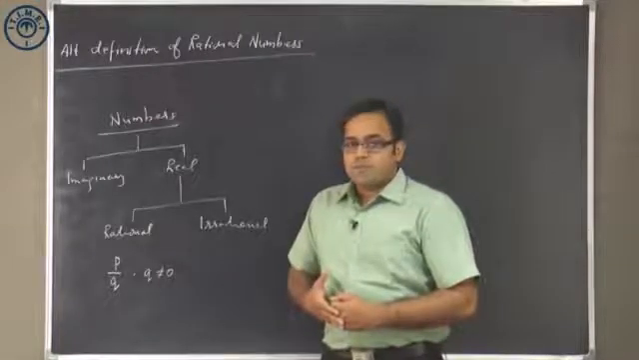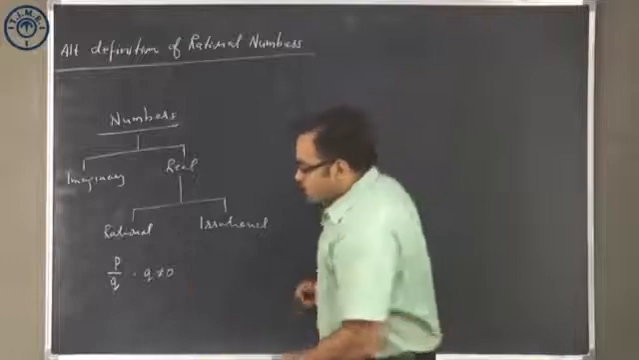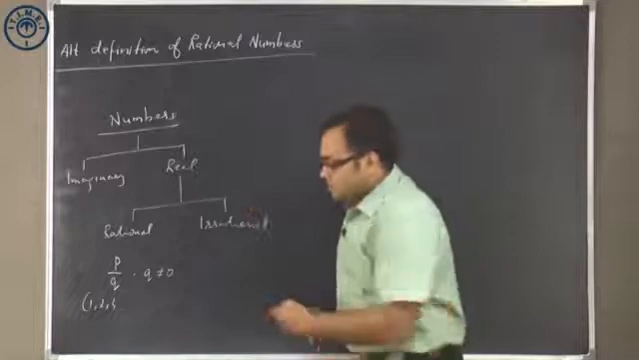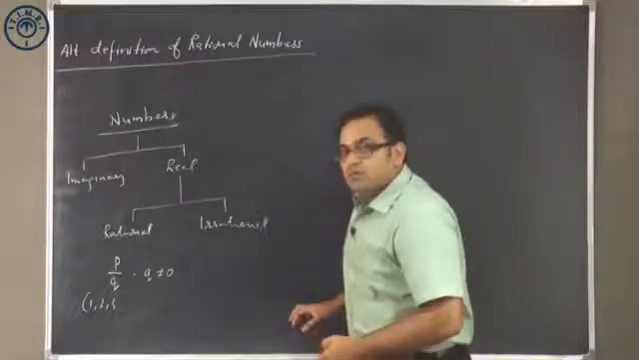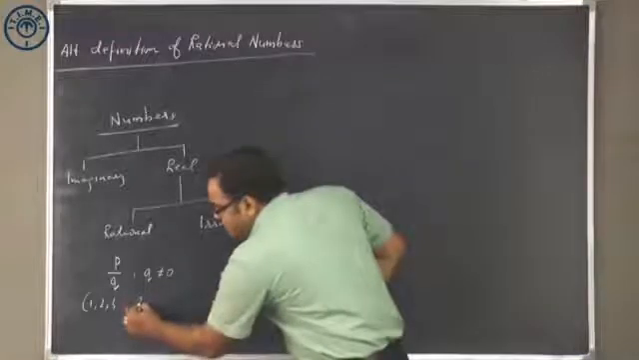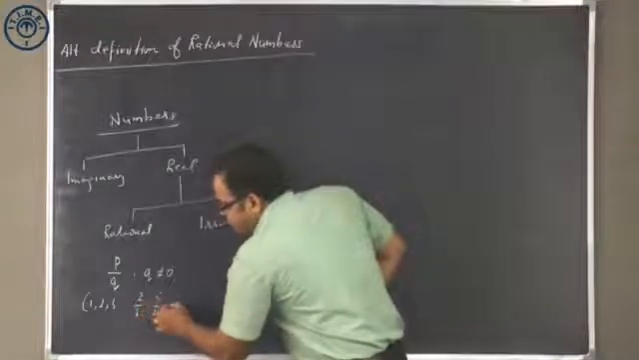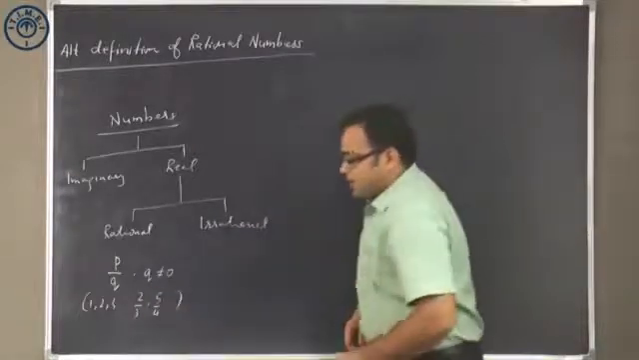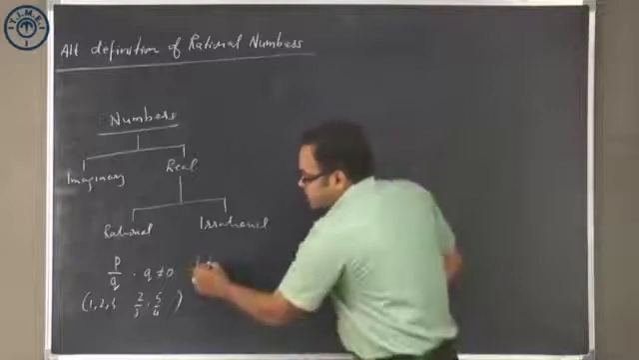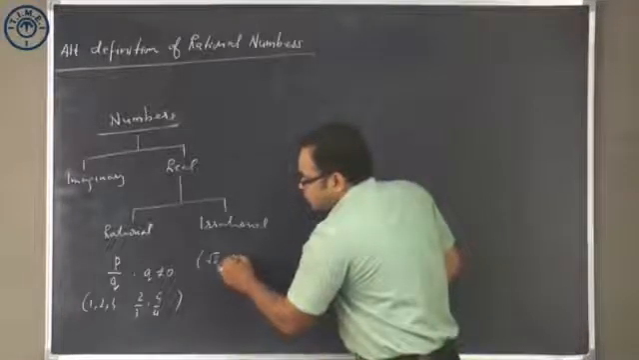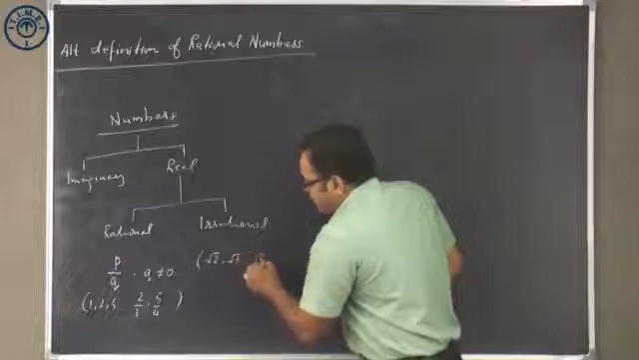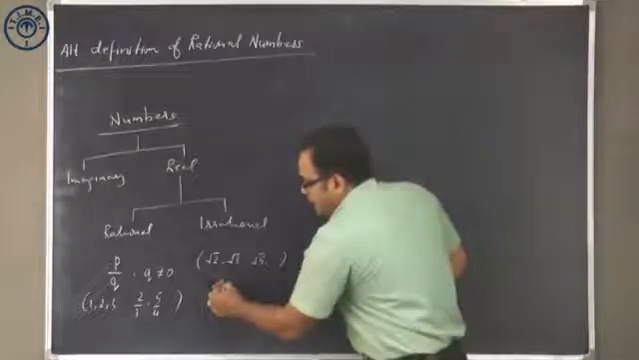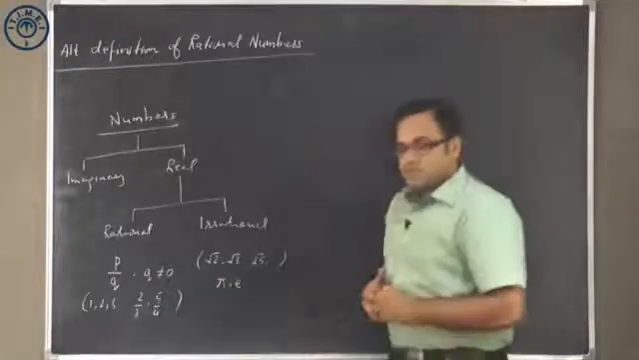Again, for the sake of example, all integers 1, 2, 3, etc., these are rational numbers because they can always be divided by 1 and written in the form p by q. Similarly, fractions 2 by 3, 5 by 4, etc., these are also rational numbers. On the other hand, examples of irrational numbers are the square root of 2, the square root of 3, the square root of 5, and so on. At the same time, pi and e are also irrational numbers.